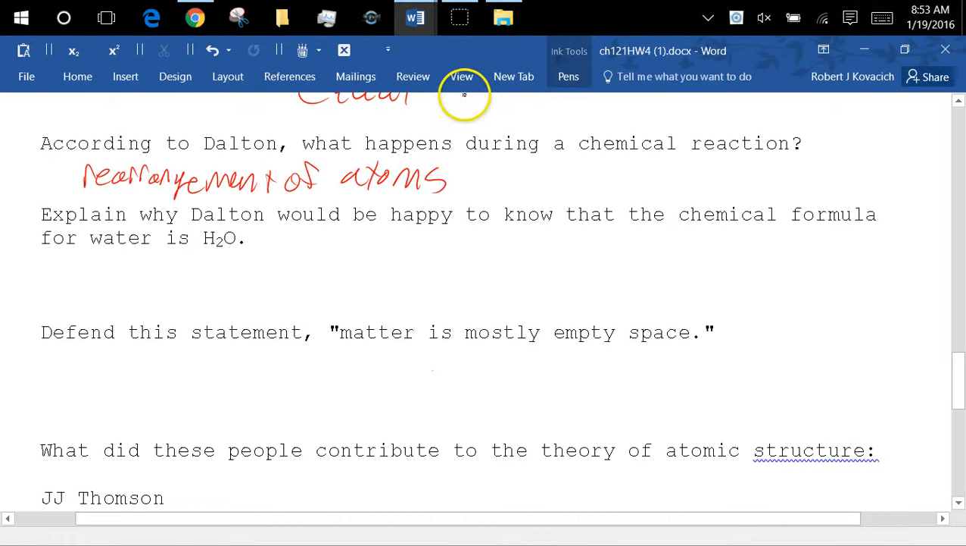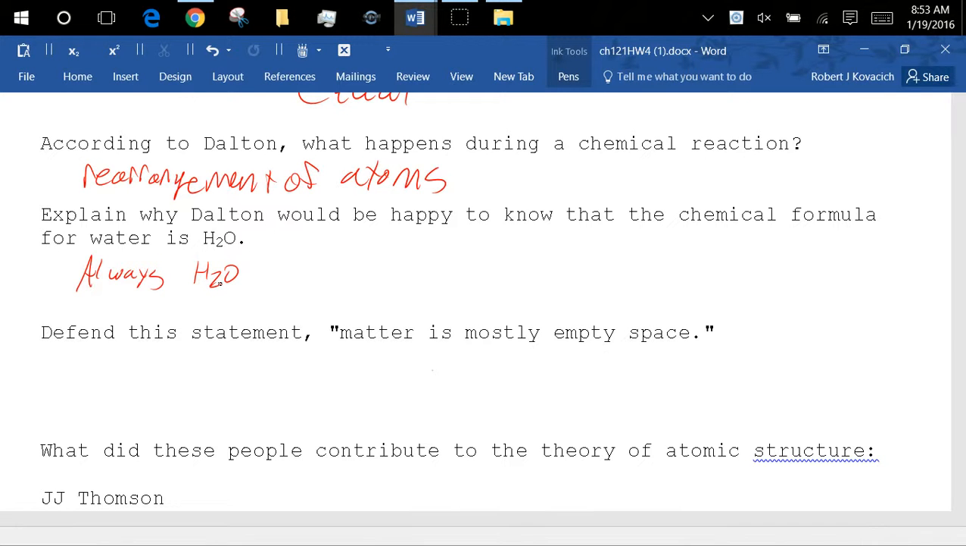Why is he all happy that water's formula is H2O? It never changes. Okay, so it's always H2O. I like that. What else? You wouldn't want to drink HO2. I'm not going to write that. Something else? Because it proves that atoms don't change with reactions.